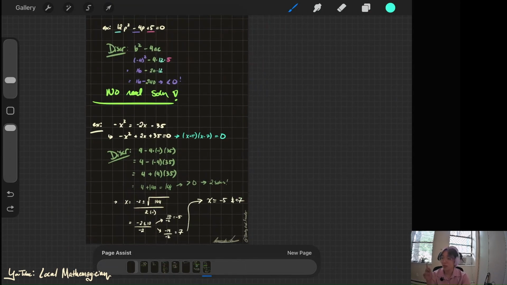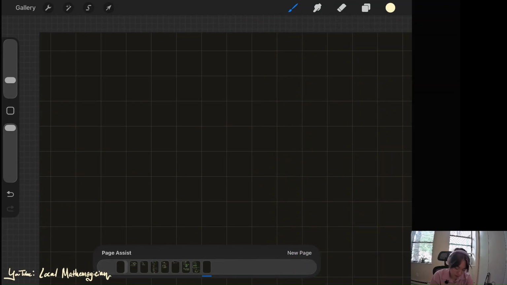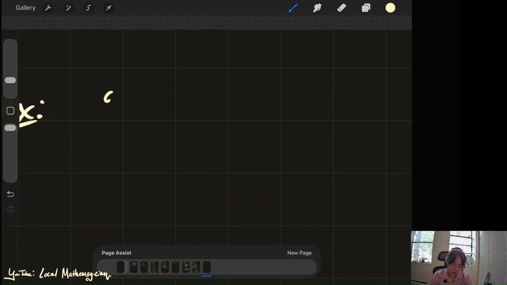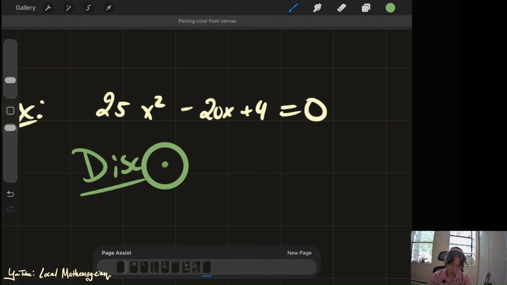So anyway, we have 2 solutions. That's how you do it. That's another way instead of factoring, or in addition to factoring. And let's try one more problem. Let's do 25x squared minus 20x plus 4 is equal to 0. Again, we're going to check the discriminant really quick. Because again, sometimes it's not worth wasting your time.